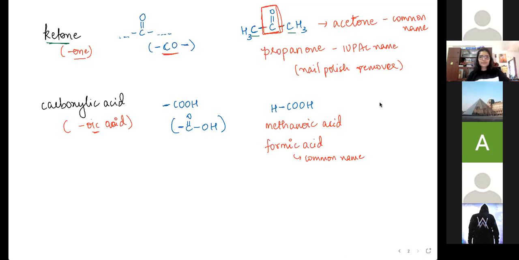The next member is also something you're all familiar with: COOH and CH3. Ethanoic acid, yes. So CH3COOH, you're all familiar with. What is its common name?